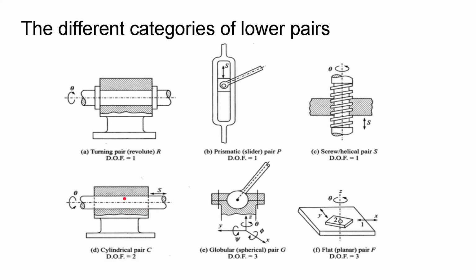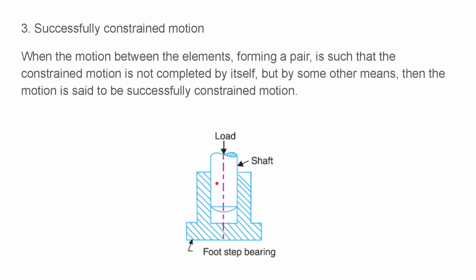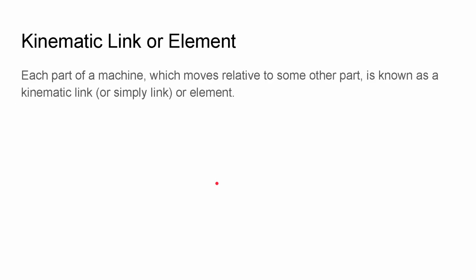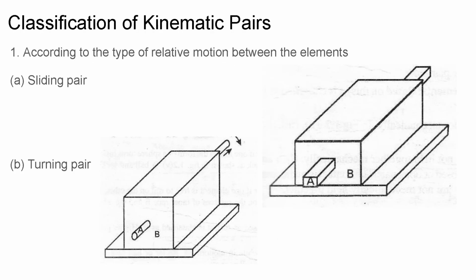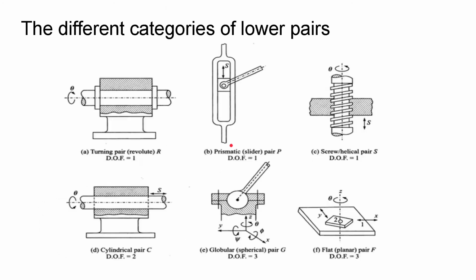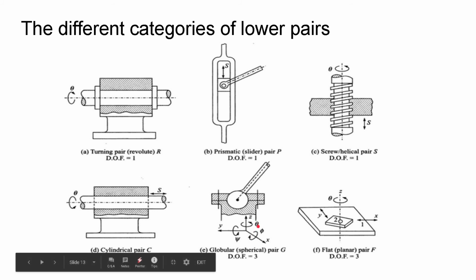Third is the globular or spherical pair. So the spherical joint, we have seen it earlier also. A spherical pair will have 3 degrees of freedom. That is 3 different independent axis rotations are allowed. So we'll represent it by 3 angles, theta, phi and psi.